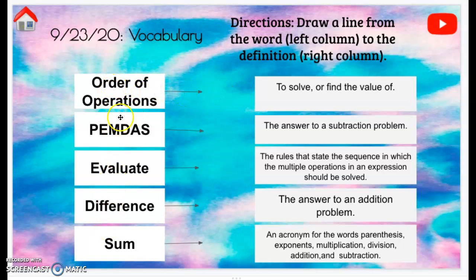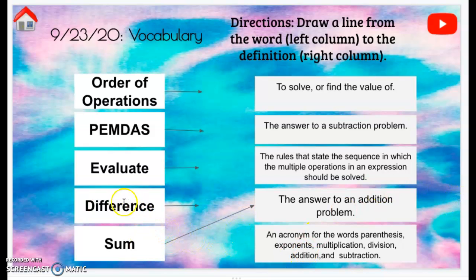If you look over here, we can start with the easiest that you might know more of first. So, for example, down here, sum. Well, I know that sum has to deal with addition. So I know that sum is going to be an answer to an addition problem. So I'm going to take this arrow, and I see it right over here, the answer to an addition problem. I got that done. I'm going to click kind of off of it.